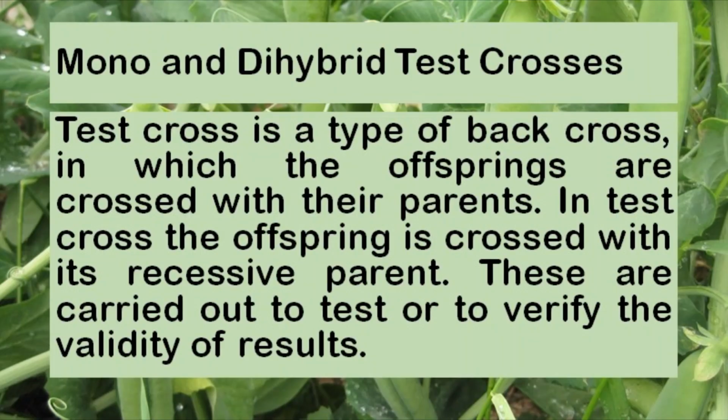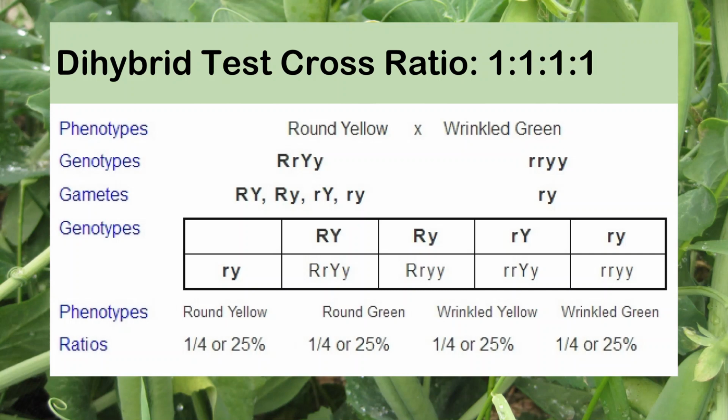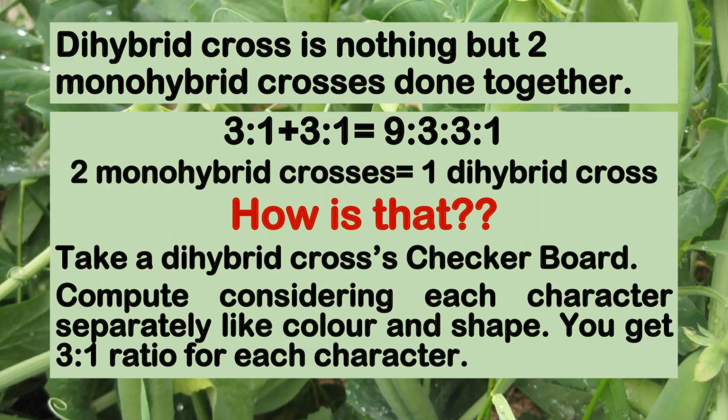Which clearly states that dihybrid cross is nothing but two monohybrid crosses done together. You can see the chart that I've given, the table that I've given later, where it explains very clearly that if you compute the results, a dihybrid cross is made up of two monohybrid crosses.